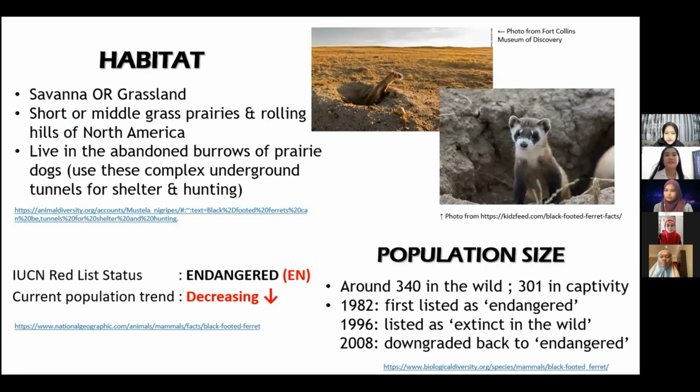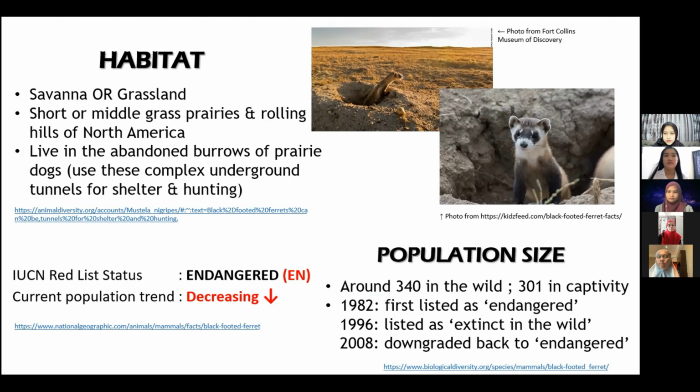So I will talk about the habitat of the black-footed ferret. They live in savanna or grassland. We can usually find them in short or middle grass, prairies, and rolling hills of North America. They live in the abandoned burrows of prairie dogs, and they use these complex underground tunnels for shelter and hunting. You can see on the right-hand side, the two photos show the abandoned burrows of prairie dogs.